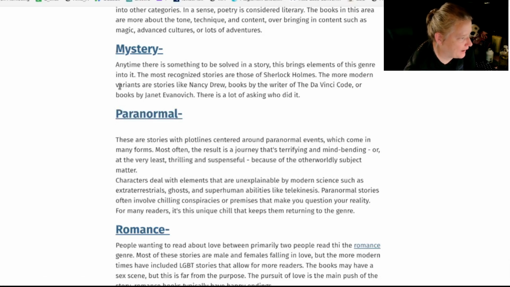Mystery. Anytime there is something to be solved in a story, this brings elements of this genre into it. The most recognized stories are those of Sherlock Holmes. The more modern variants are stories like Nancy Drew, books by the writer of the Da Vinci Code, or by Janet Evanovich. There is a lot of asking who done it, and Murder, She Wrote and Agatha Christie, I think, fall into this too.